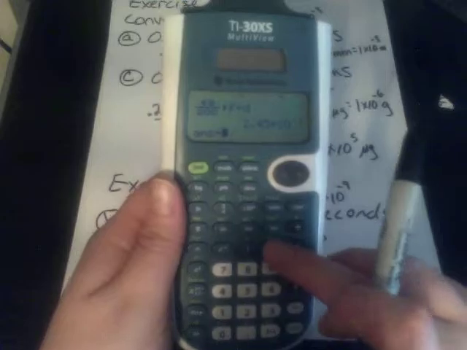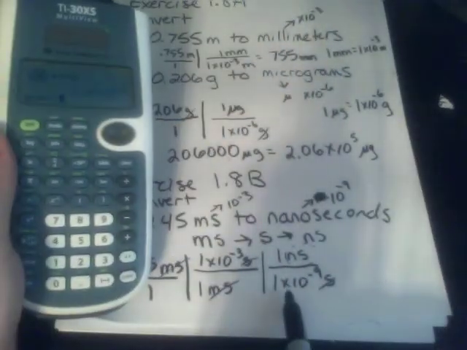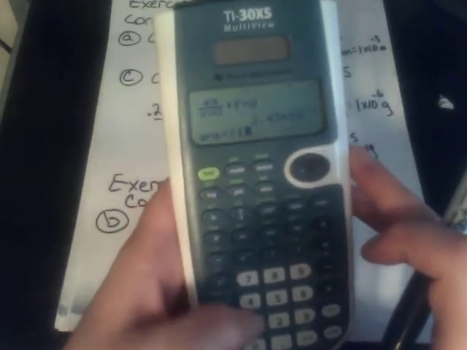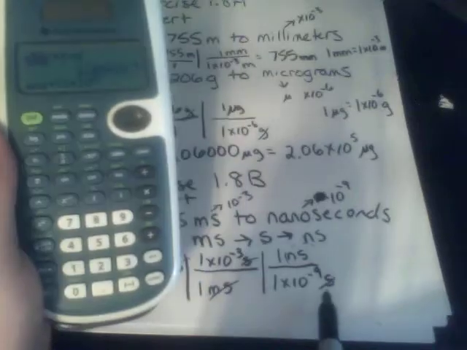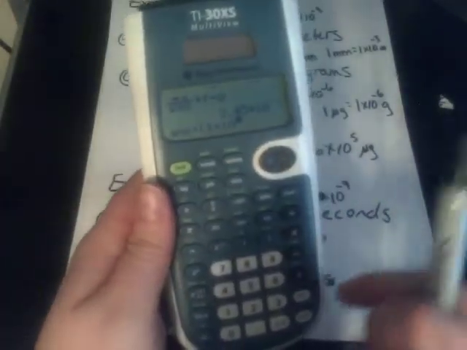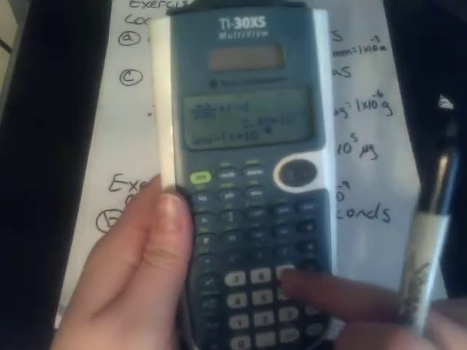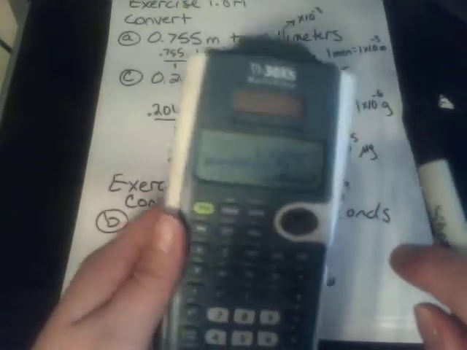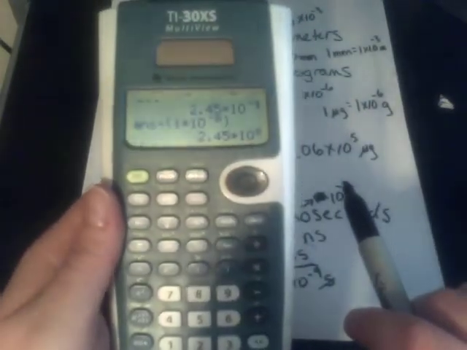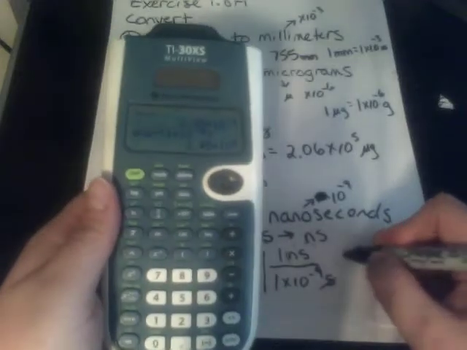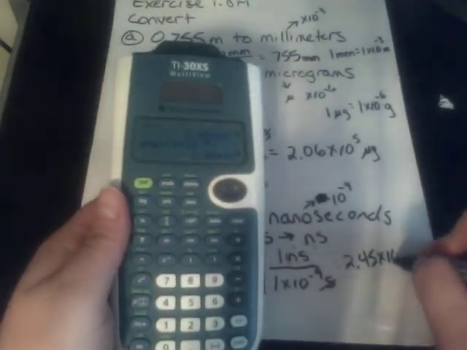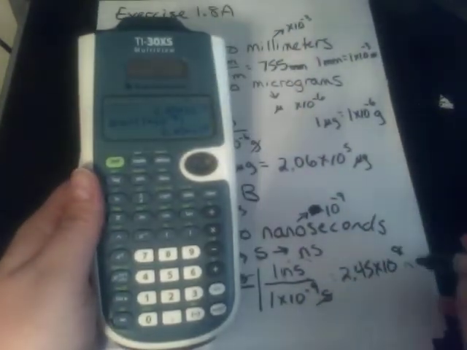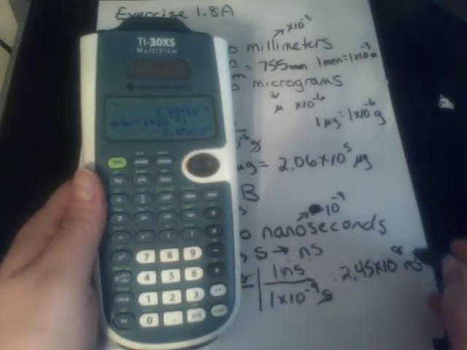I'm going to take that and divide it by, parenthesis, 1 times 10 to the -9, so a negative sign, 9, lower that. I get 2.45 times 10 to the 8. And my units here are nanoseconds. Ooh, I'm having a rough time right here, aren't I?